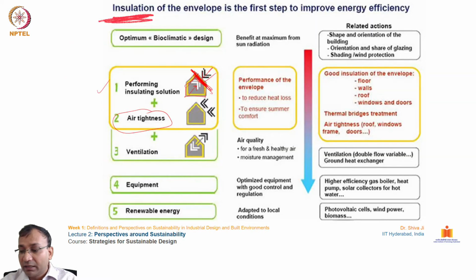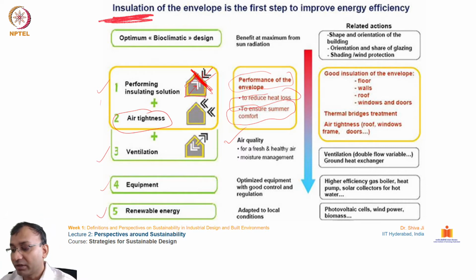Air tightness and ventilation, equipment and renewables. So these yellow colors are improving the performance, reducing the heat loss, ensuring summer comfort, ensuring winter comfort. And these ones improve the air quality inside the space, for fresh and healthy air. The next one talks about optimized equipment with good control and regulation. So this one talks about controlling the equipment and controlling the regulations of it. And the last one talks about being adapted to local conditions.